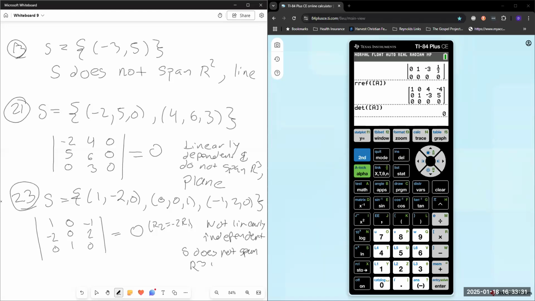R3, and it would make a plane again because I end up with 1 row of zeros down there. I've eliminated 1 dimension, so I end up with a 2-dimensional infinite space there, and that would be a plane.